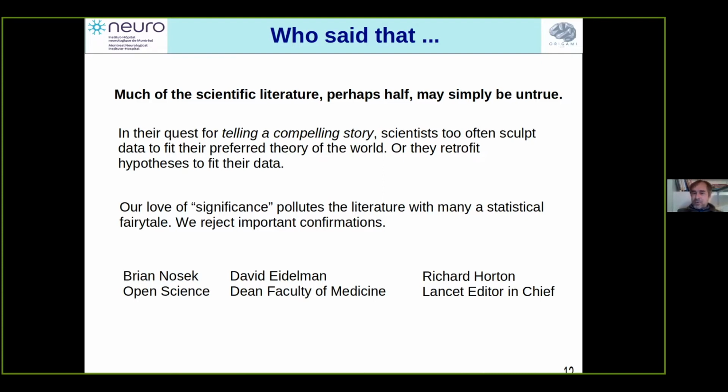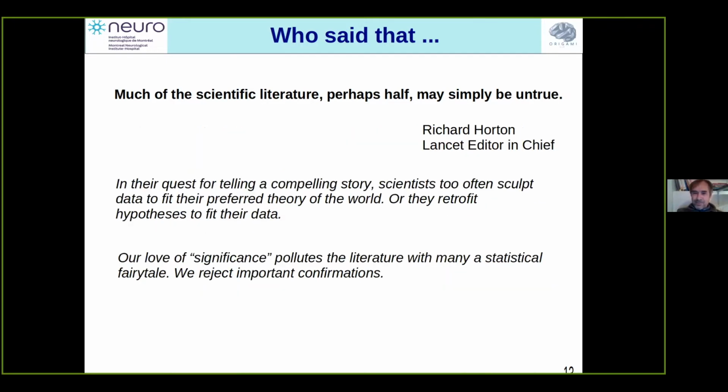We reject important confirmation. And so I was wondering who could have said that, and I was asking my students that question. Was it Brian Nosek, an open science advocate, or our dean of medicine at McGill, or the Lancet editor-in-chief? And it's actually the Lancet editor-in-chief, Richard Horton, who wrote that editorial.